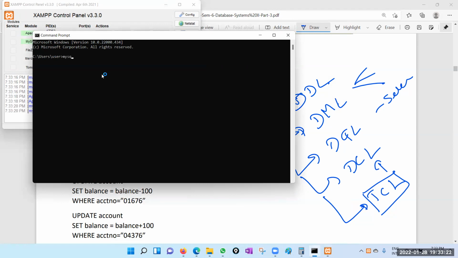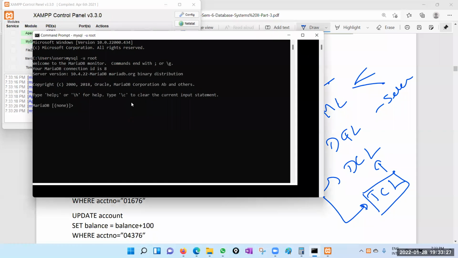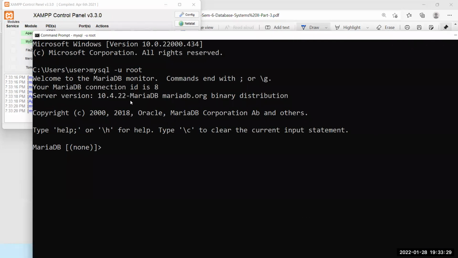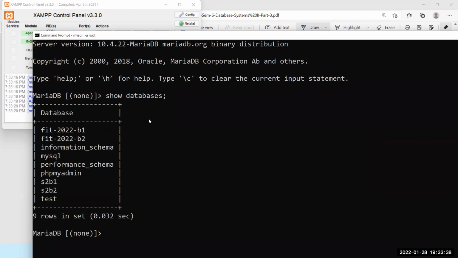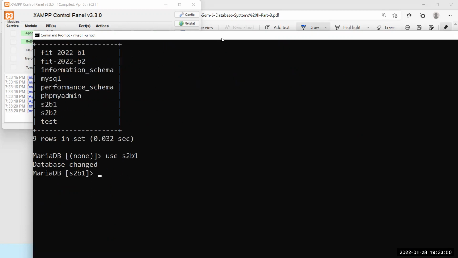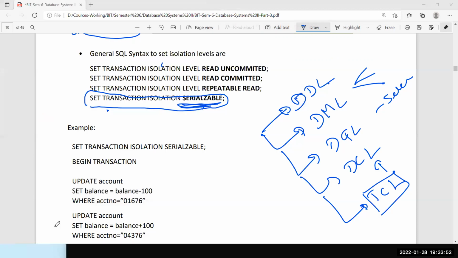Say mysql -u root. Show databases. I'm just connecting to one of the databases. Okay, let's say use S2B1. Command: set transaction isolation level.